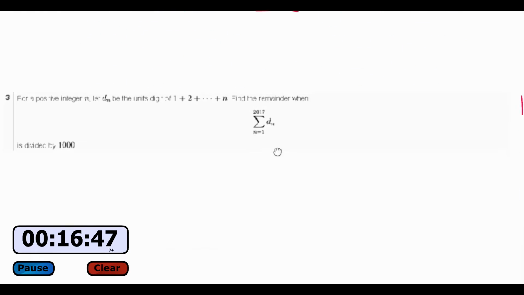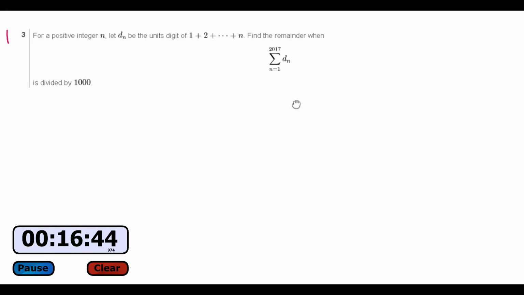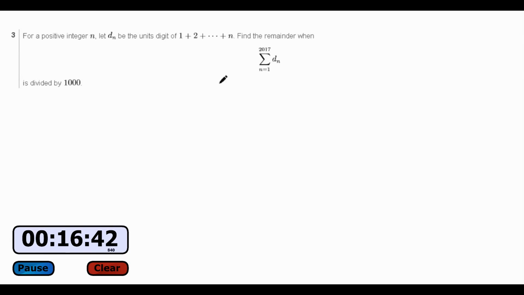Alright, next problem. So, we have a positive integer n. Dn is the units digit of this expression. And we want to find the remainder when we sum this and then divide it by 1,000. So we have to be careful here because this is the units digit of this number, alright? So that means we can't just sum this number. We can't just plug this number in here and then take mod 10 and then mod 100. That doesn't really make much sense.